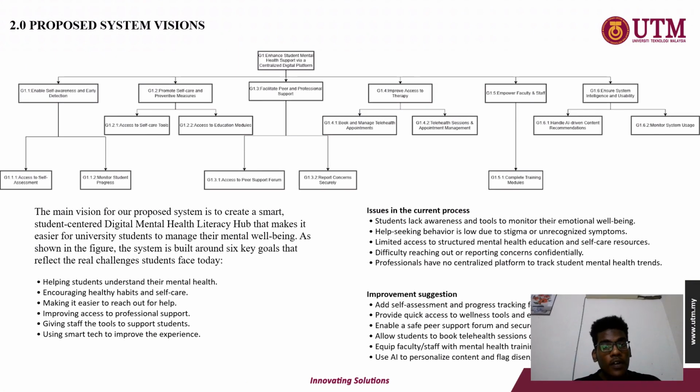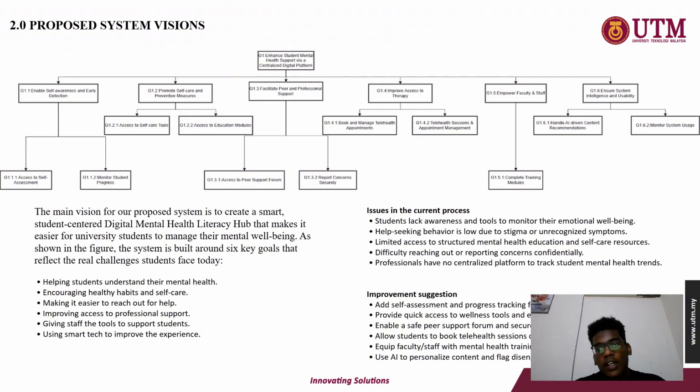So now we get to the proposed system visions. We will go on this really fast. For the proposed system visions, we have the goal model right here, from the root model up until the deepest and the furthest, which is G1.5.1. The main vision of our proposed system is to create a smart, student-central Digital Mental Health Literacy Hub that makes it easier for university students to manage their mental well-being, as shown in the figure. And the system has many goals, like helping students understand their mental health, encouraging healthy habits, and so on and so on.